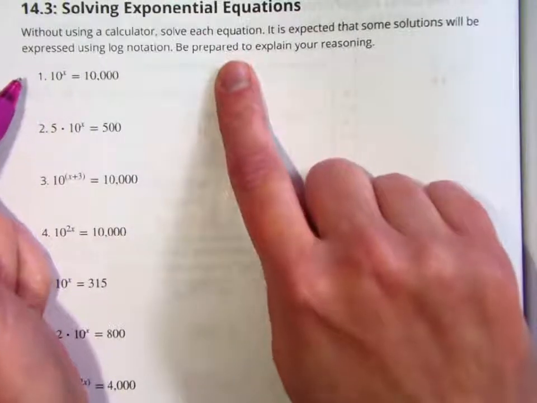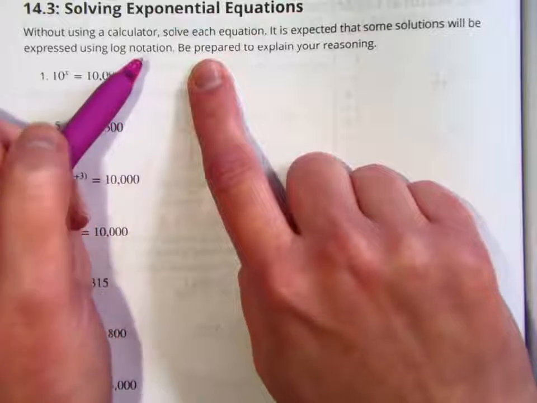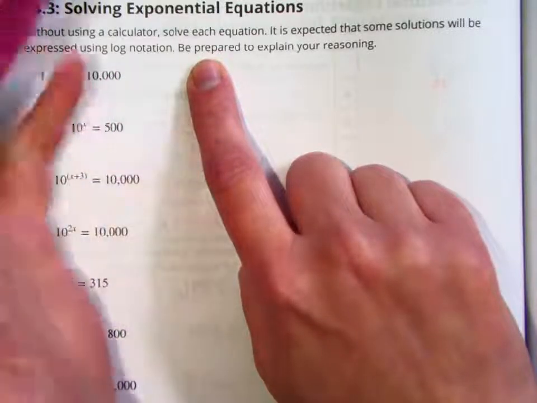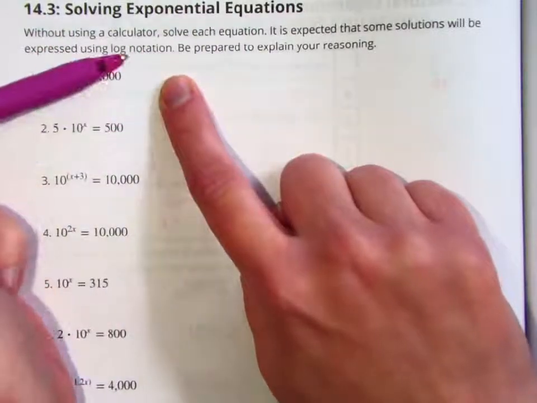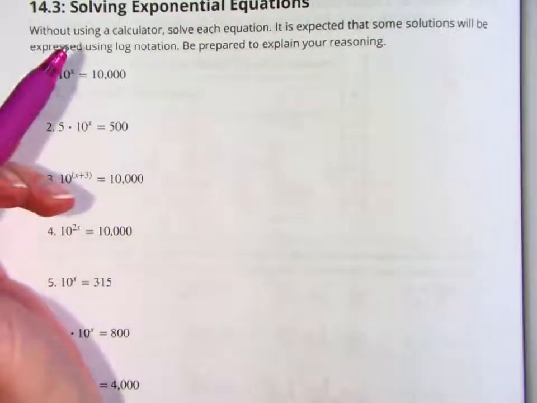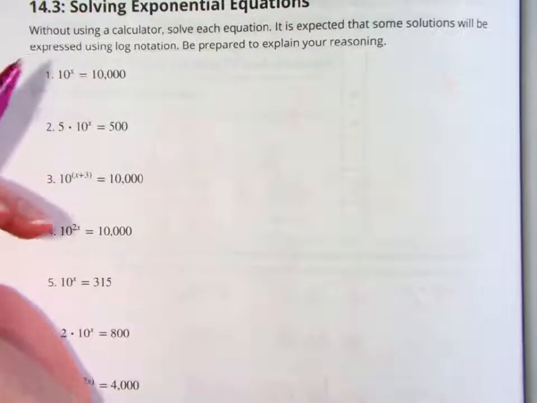Solve each equation. It's expected that some solutions will be expressed using log notation. Remember how we talked in class maybe about how there are times we can round to 3 decimal places, and there's times we're going to need to keep it in log notation to be exact. So we're going to try to get exact if we can, and if we can't, then we're going to stop and just leave it in log form. That's all that's telling us.